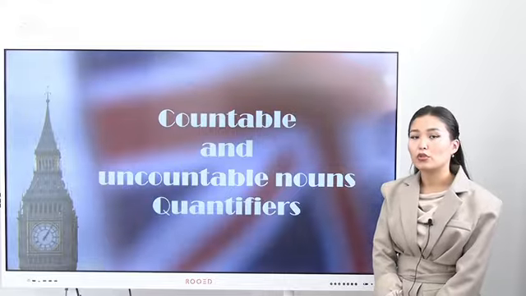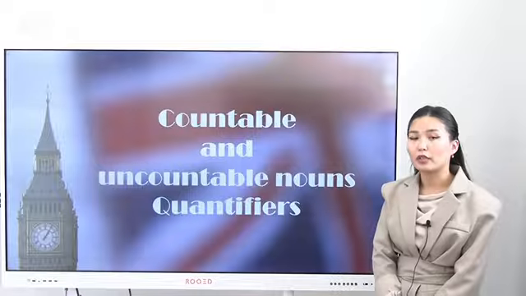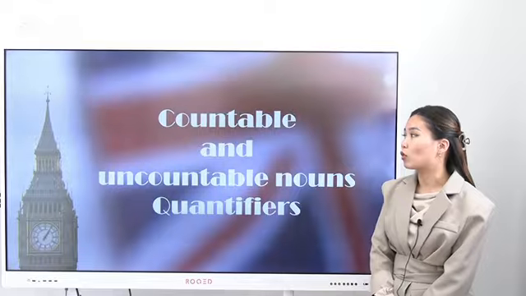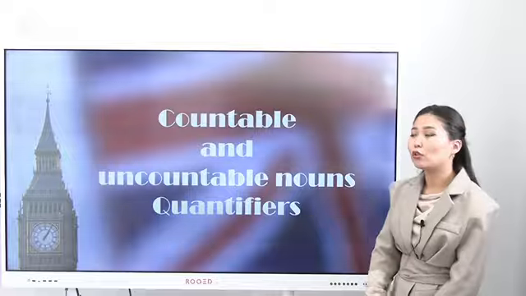Today we are going to learn about countable, uncountable nouns and quantifiers. Now look at the board and pay attention to learning objectives.